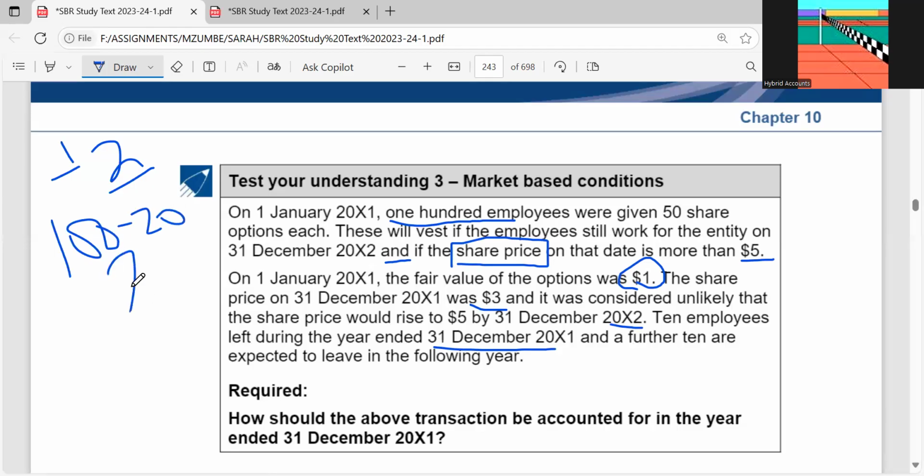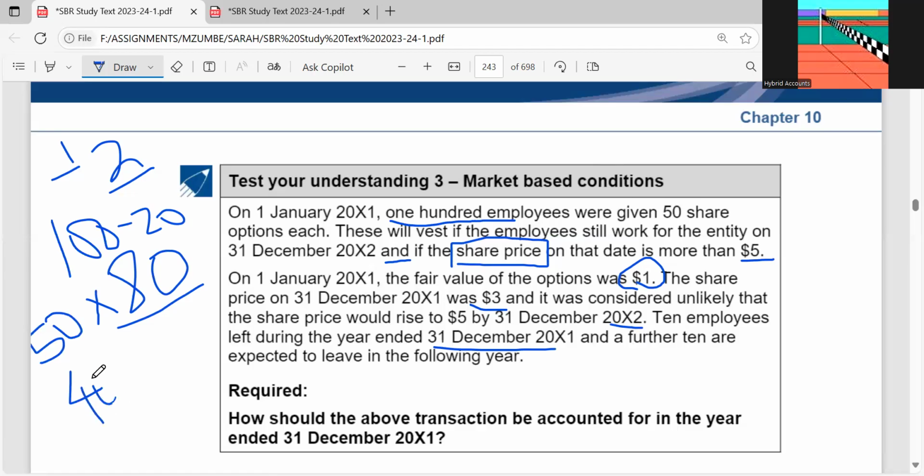You get 80, right? You see your 80 here. So you expect to have 80 employees. So you need to know that each employee was given 50 share options. So to get the total number of options, I would say 80 times what? Times 50, and this would give me 4,000, right?